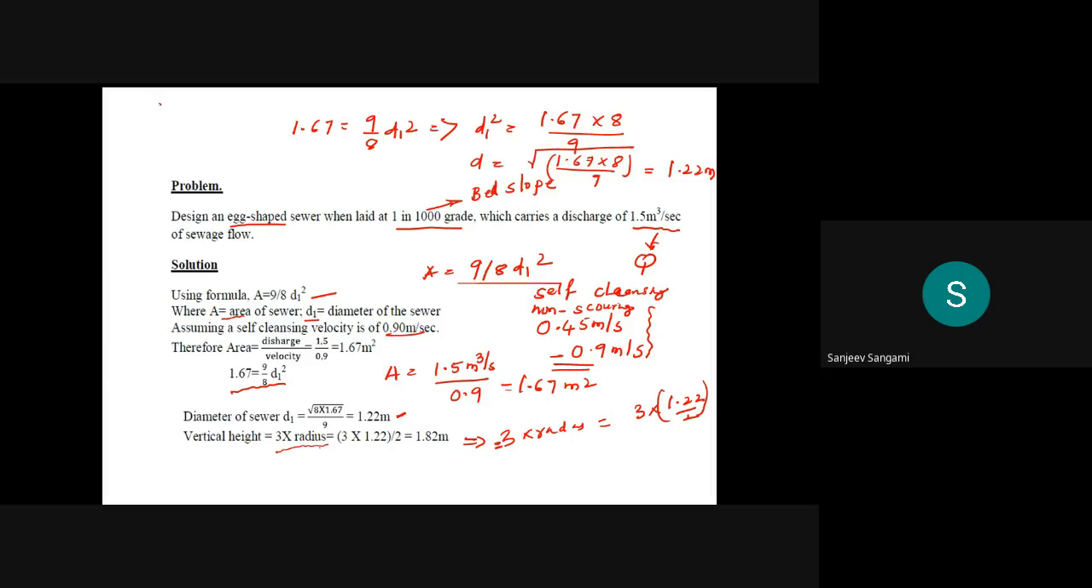If you take the egg-shaped receivers, this one is the vertical height, and this one is your diameter. Okay. A very important thing is that in this problem you have to assume this value. Sometimes you can assume 0.75, so average. Some people will take the average and assume this also, and that is also correct.